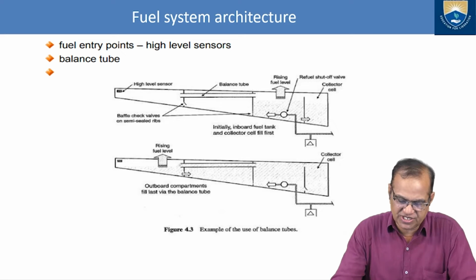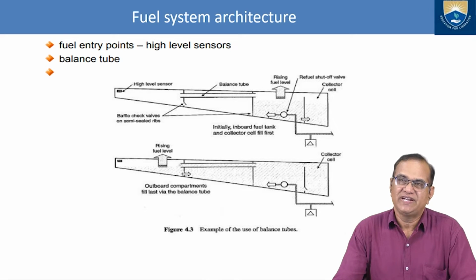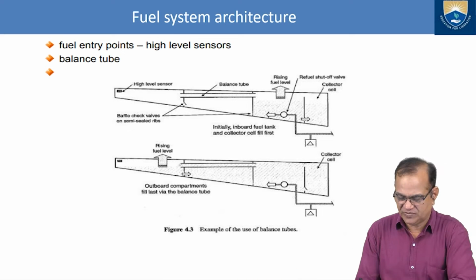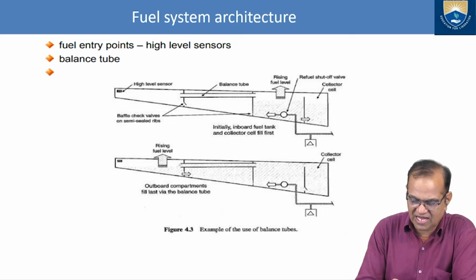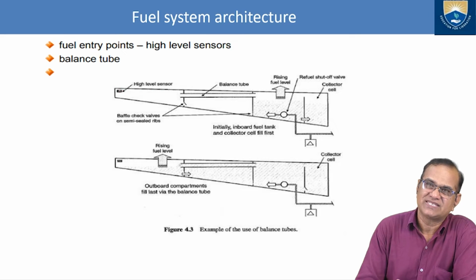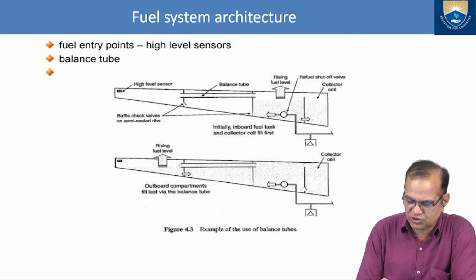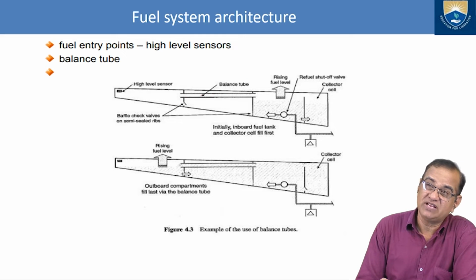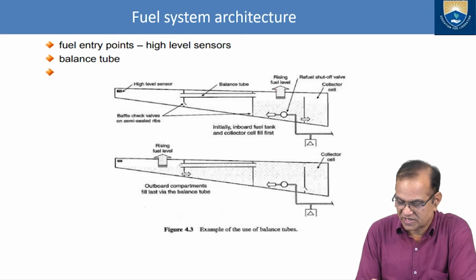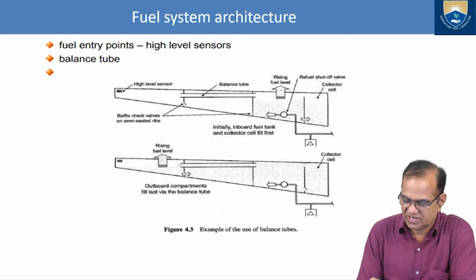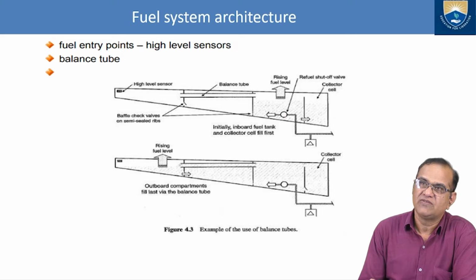Fuel system architecture: fuel entry points, high level sensors, balance tubes. We can see here in the wings we have the high level sensors. These sensors indicate how much fuel level there is. The balance tube is here; it will balance the wing. Then we have the rising fuel level. Then we have the refuel shut-off valve here, which we can turn on or off.